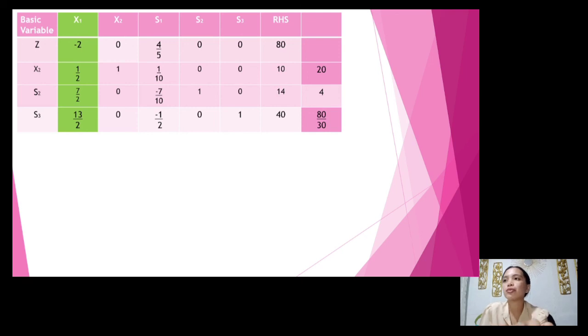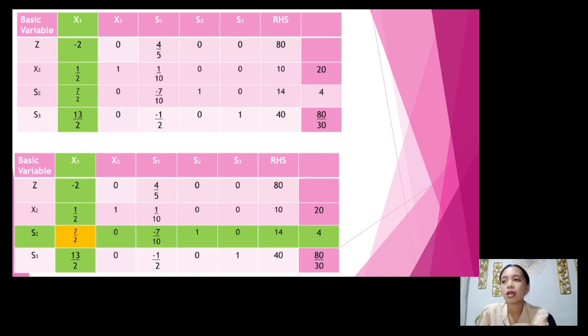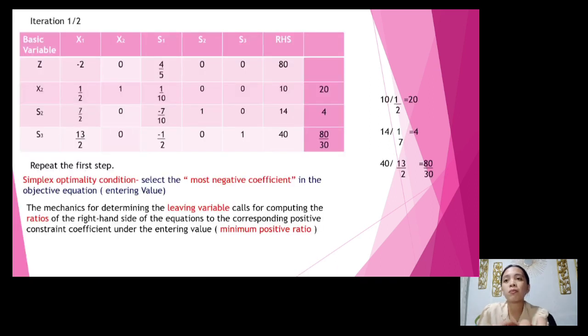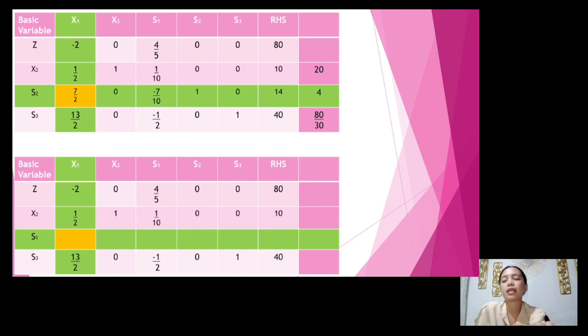So let's continue with iteration 2. Find the most negative, which is the -2. This is our minimum positive ratio, the S sub 2. So you will be getting the value of S sub 2, which will become x sub 1. This will be 1, 0, -1/5, 2/7, 0, and 4.